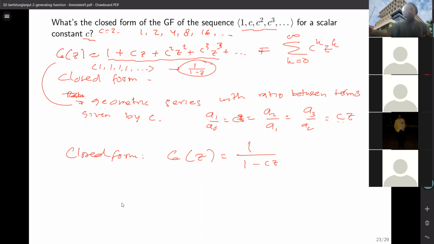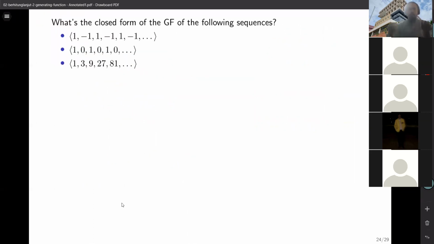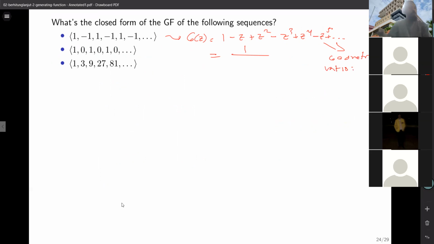Now we use this formula for this one. G(z) is 1 minus z plus z squared minus z cubed plus z to the 4 minus z to the 5 and so on. And this is 1 over, this is geometric, right? With ratio, right? What's the ratio between the two terms?